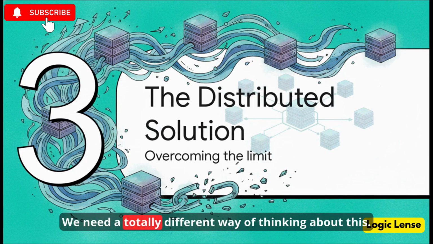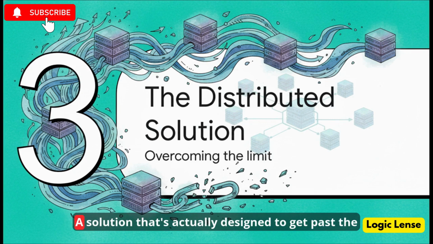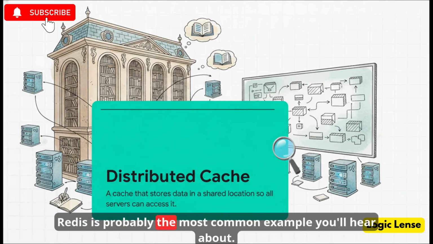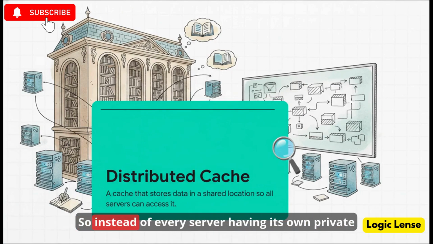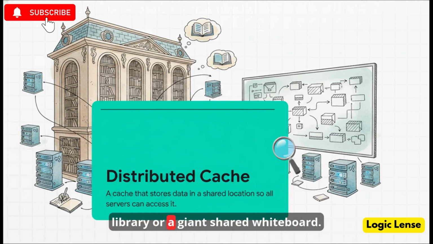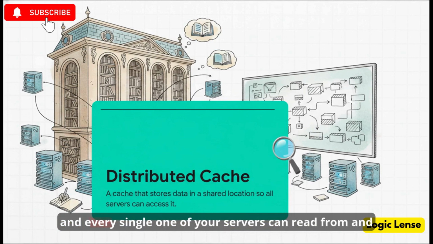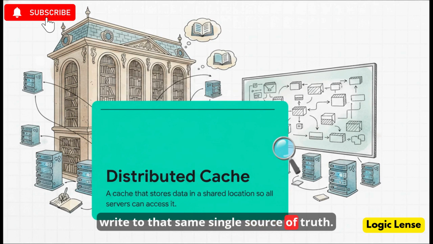We need a totally different way of thinking about this, a solution that's actually designed to get past the single server bottleneck. And that solution is what we call a distributed cache. Redis is probably the most common example you'll hear about. So instead of every server having its own private notebook, a distributed cache is more like a central library or a giant shared whiteboard. All the data is stored in one shared location, and every single one of your servers can read from and write to that same single source of truth.